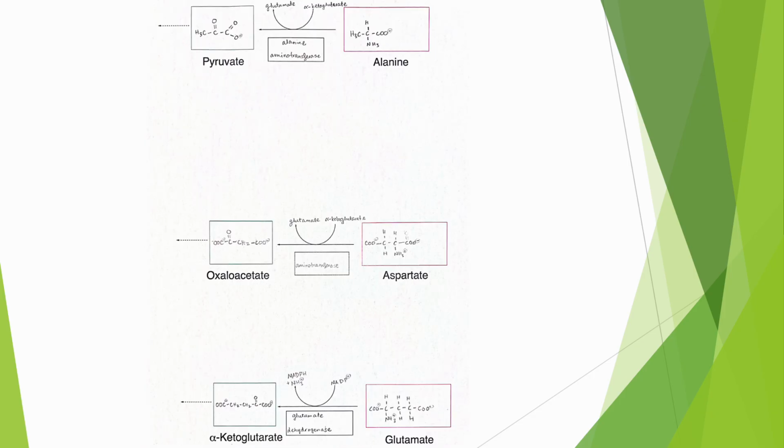Here this illustrates metabolic integration through aminotransferase enzymes. We swap groups, turning alanine into pyruvate, aspartate into oxaloacetate, or creating glutamate, allowing amino acids to feed directly into the citric acid cycle.